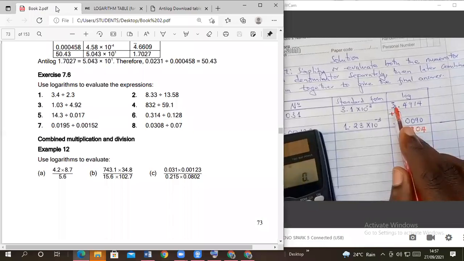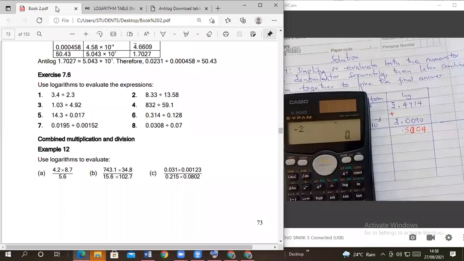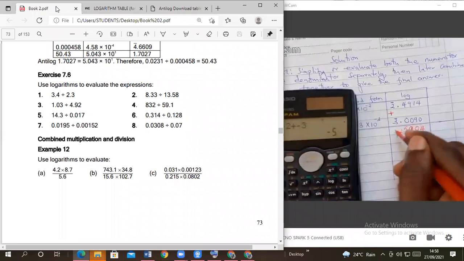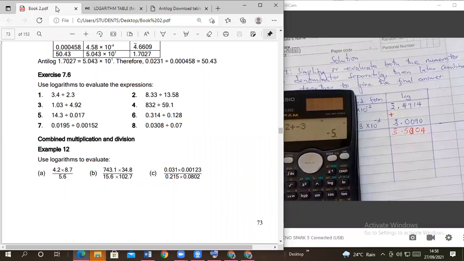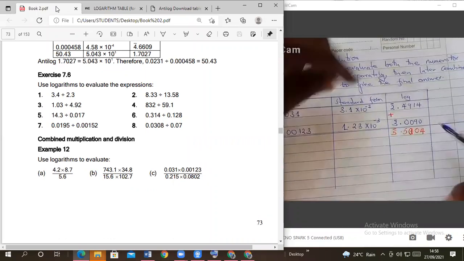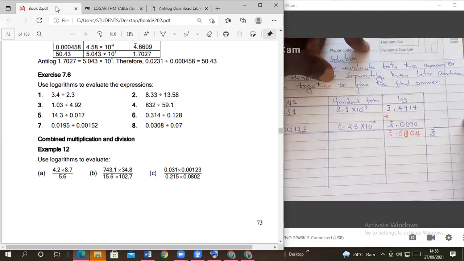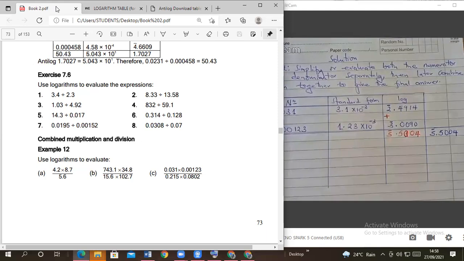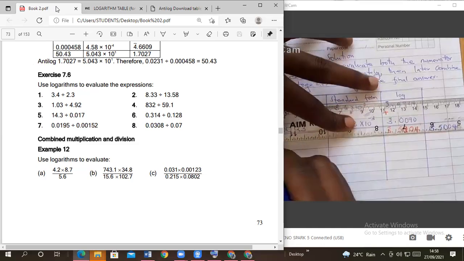Negative 2 plus negative 3. We get negative 5, which means it's going to be 5 bar. So what we do, you come and write this one here. So 5 bar point. After writing the log, you extend it to the other side. Are we together, members? 5 bar point 504. I close that one also.